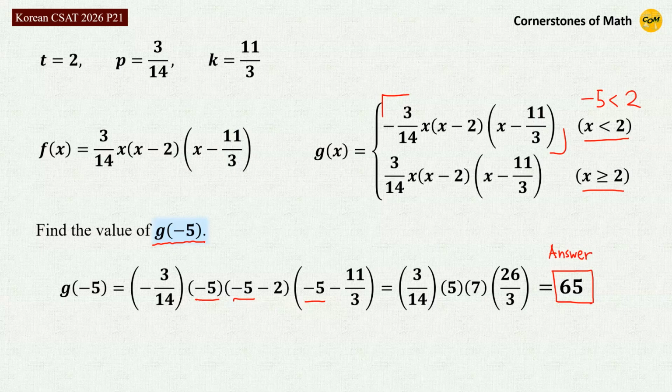This was indeed a tough problem to test students whether they have a solid foundation of limit knowledge as well as deep reasoning skills, and was definitely more difficult than last year's problem number 21, which you can check by clicking on the top left video shown here.